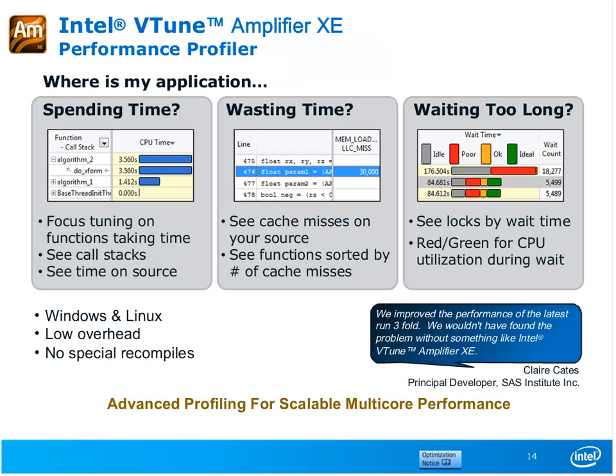If you look at your screen, you'll see it says 3.56 seconds for this algorithm 2, right? And everything else is like 1.4 or 0.0 seconds of CPU time. Well, obviously, you want to focus in on the areas that are taking the most CPU time. But for wasting time, it'll look at things like cache misses, right? So it shows you what portion of your code is responsible for this.